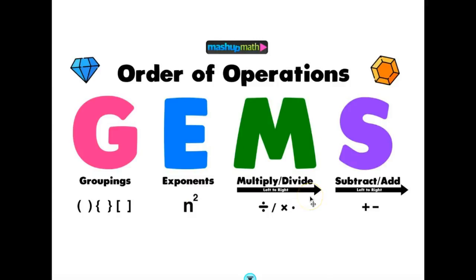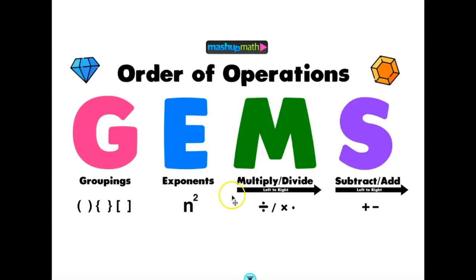Third, what you're going to be doing is any multiplication or division in the numerical expression. But this is very, very important. When you see any multiplication or division, you have to complete it from left to right in the problem. That means you don't just multiply and divide whichever one you see first. It means that you have to work from the start of the problem and work over to the right of the problem to solve any multiplication and division.